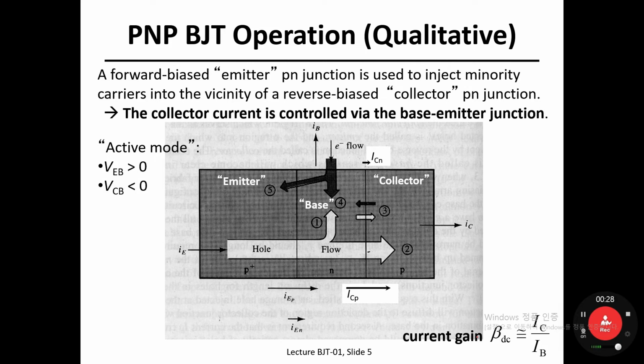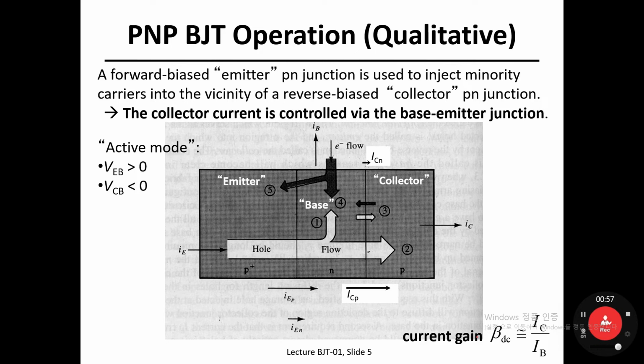So qualitatively, we have learned and reviewed PNP BJT operation. The basic idea was when the PNP BJT was working, the emitter junction and collector junction should be forward biased and reverse biased respectively. Again, the emitter junction means the junction between emitter and base. That emitter junction should be forward biased.